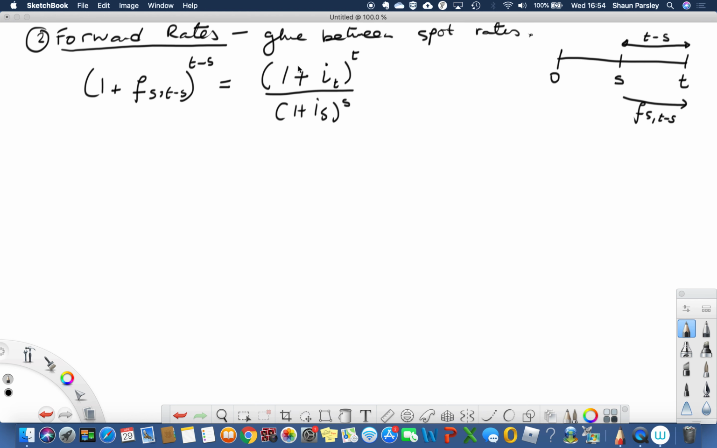So if you think, this is compounding that interest rate for t years, this one's compounding the s-year one for s years. So you imagine one is going to there, one is going all the way there. It doesn't take a massive leap in faith to see that the forward rate is the link between the two here. So play with that, you'll get used to them.